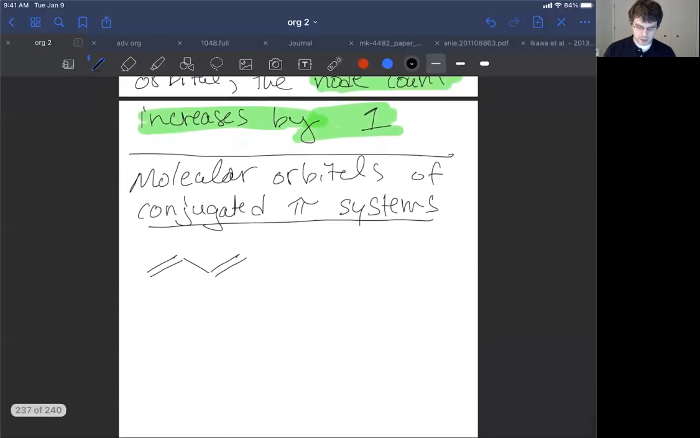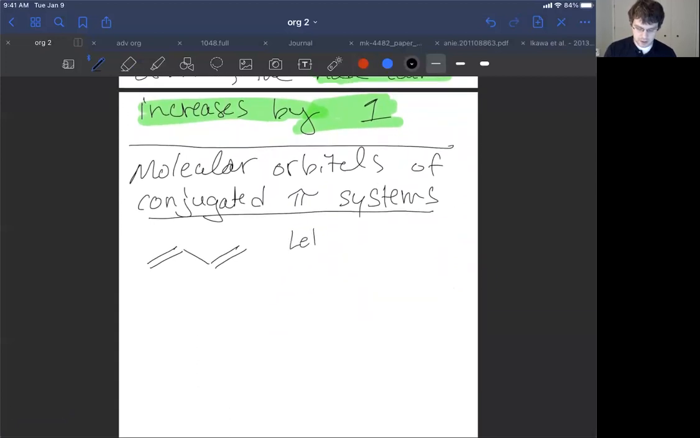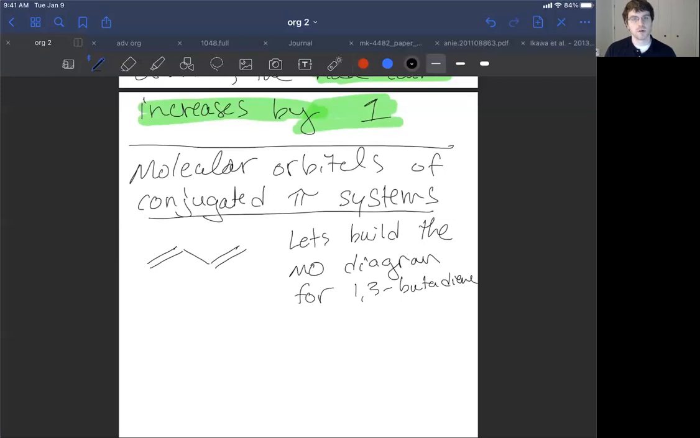So what we want to do is build the molecular orbital diagram for 1,3-butadiene, which is shown over to the left. Okay. To do that, what we need to do is figure out what's all involved in the pi system. So what's in the conjugated pi system?